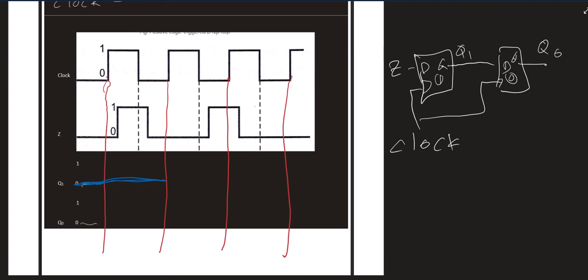It gets to the next positive edge. It looks at the input. The input is still 0, so it'll be 0. It gets to the next positive edge, and the input is 1, so it becomes 1. And at the next positive edge, the input is 0, so it becomes 0.